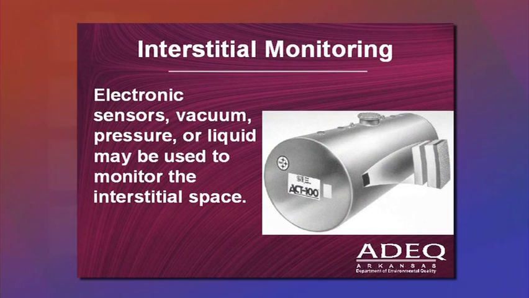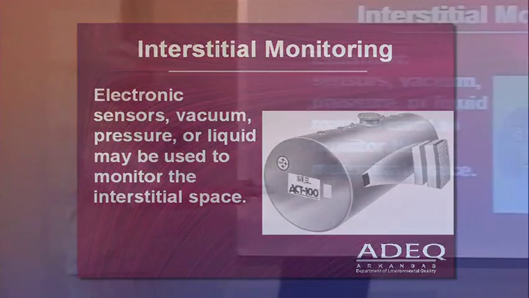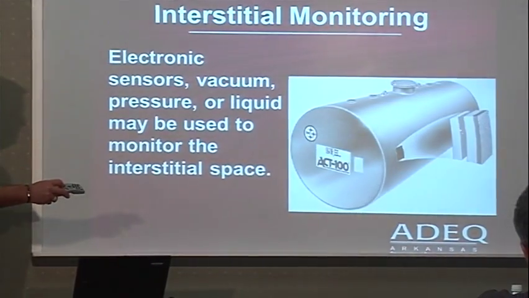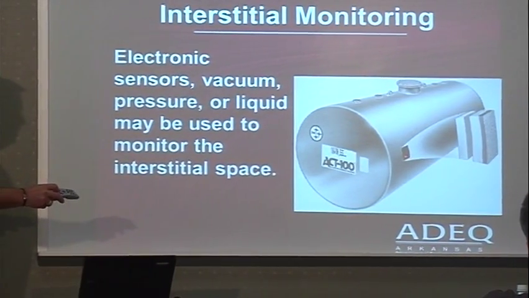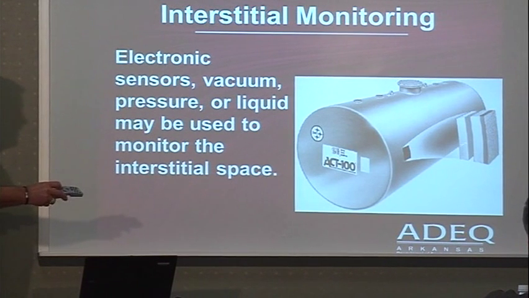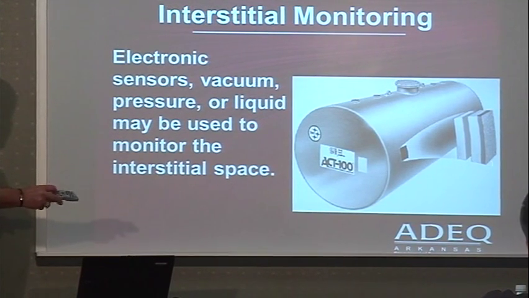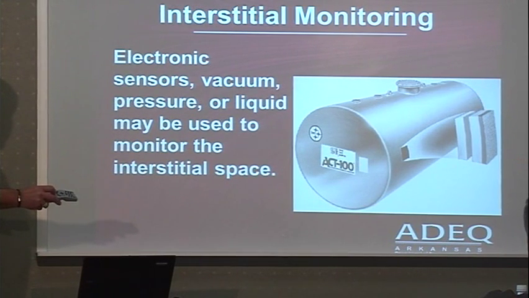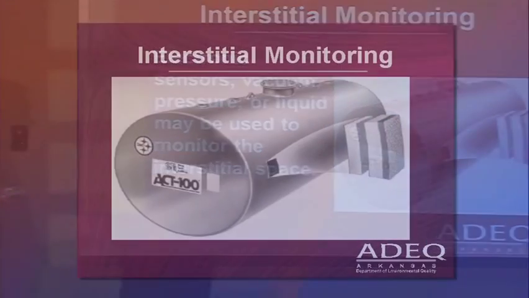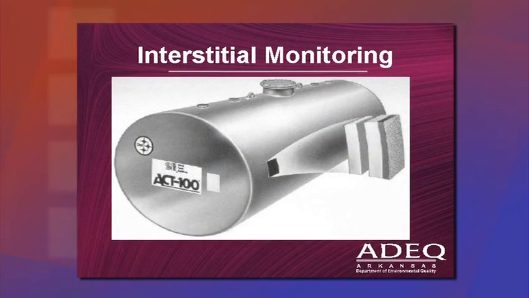So when we're talking about interstitial monitoring with this particular tank, this is the space that we're actually monitoring, that space that you're seeing right there. If you have a release from the inside of this tank, that release will get caught in that interstitial space. You'll be able to monitor it in that interstitial space. And if this tank is sitting in some groundwater and you had a release from this outer tank wall, you'll be able to find it in that interstitial space.